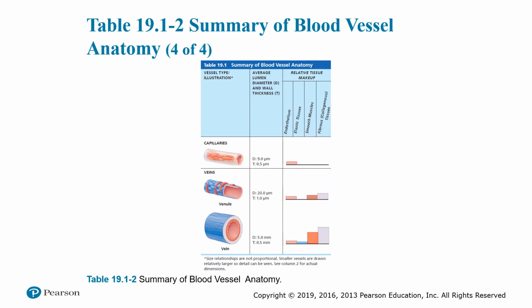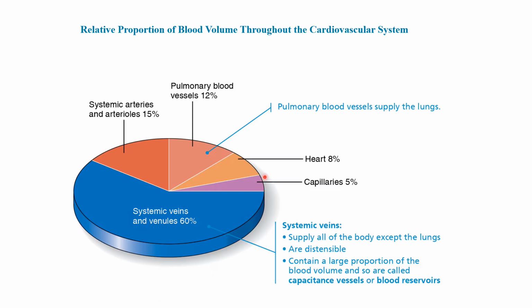And this is the different types of veins. And now over here you can see that almost 60% of the blood is in the venous system in our body. And then 15% is in the arteries and arterioles, 12% is in the pulmonary system, and then 8% is in the heart, and 5% is in the capillaries. So this is where my blood in my body is right now. This is the proportion.